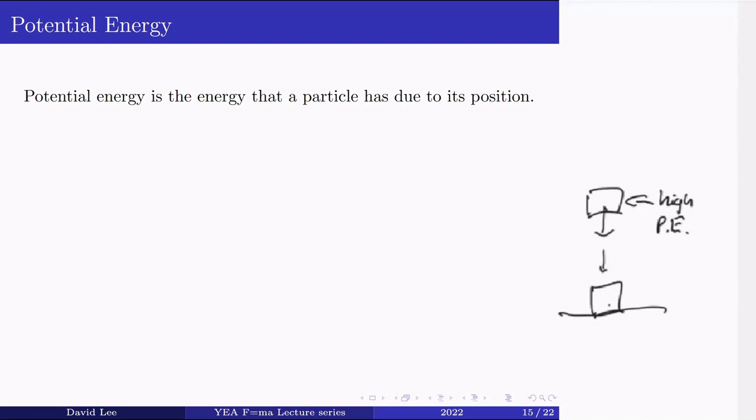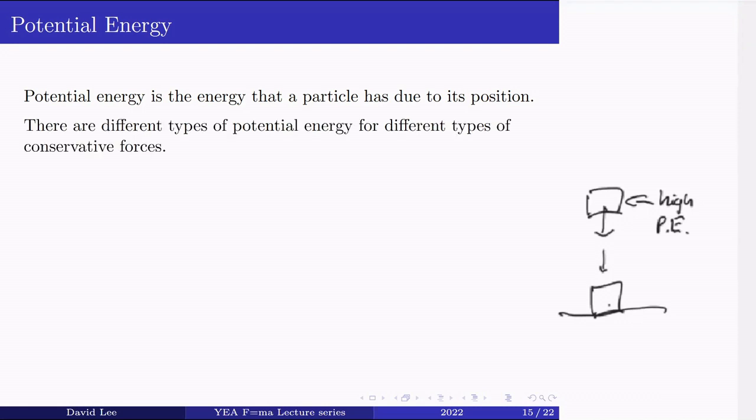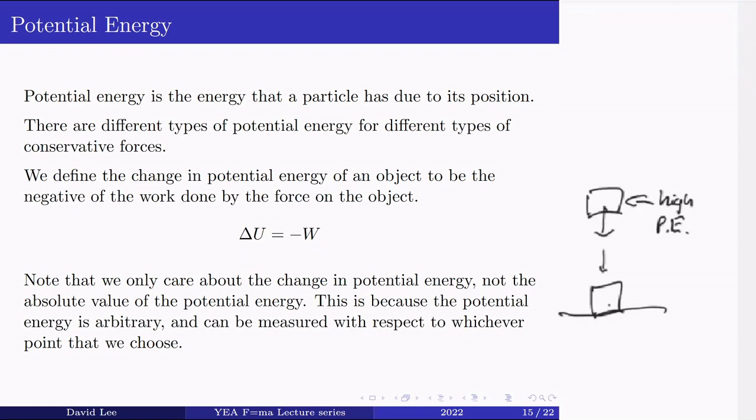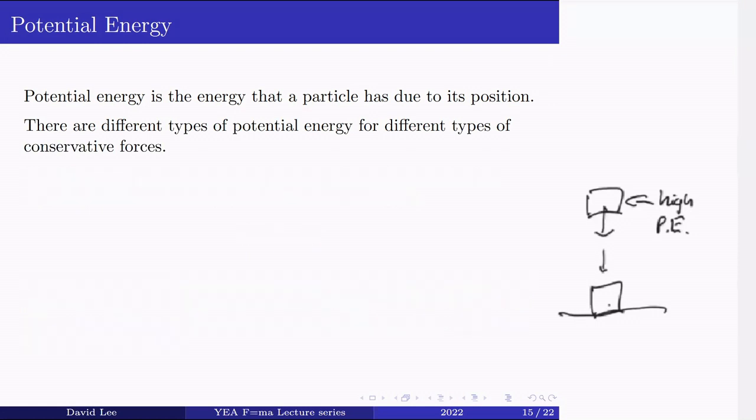So, yeah, there are different types of potential energy for different types of conservative forces. So, the two most common ones are going to be gravity and spring force. Those are mainly the two types of potential energy that you'll see on F equals ma.